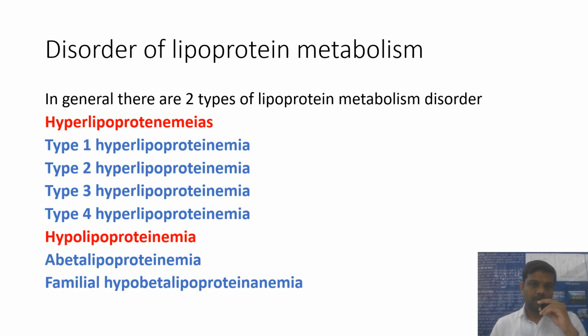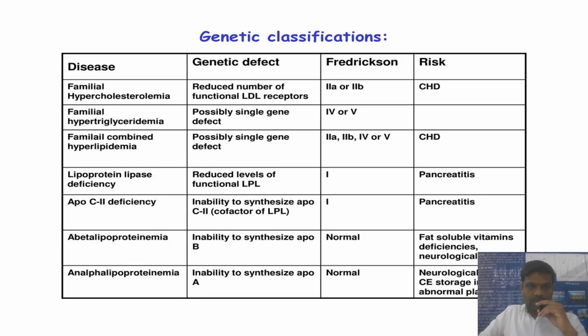Disorders of lipoprotein metabolism include hyperlipoproteinemias and hypolipoproteinemias. Type 1 hyperlipoproteinemia, type 2, type 3, type 4. The hypolipoproteinemia includes A beta lipoproteinemia, familial hypo-beta lipoproteinemia. In the genetic classification, these are all the diseases, genetic defect followed by the Fredrickson nomenclature and risk factor.